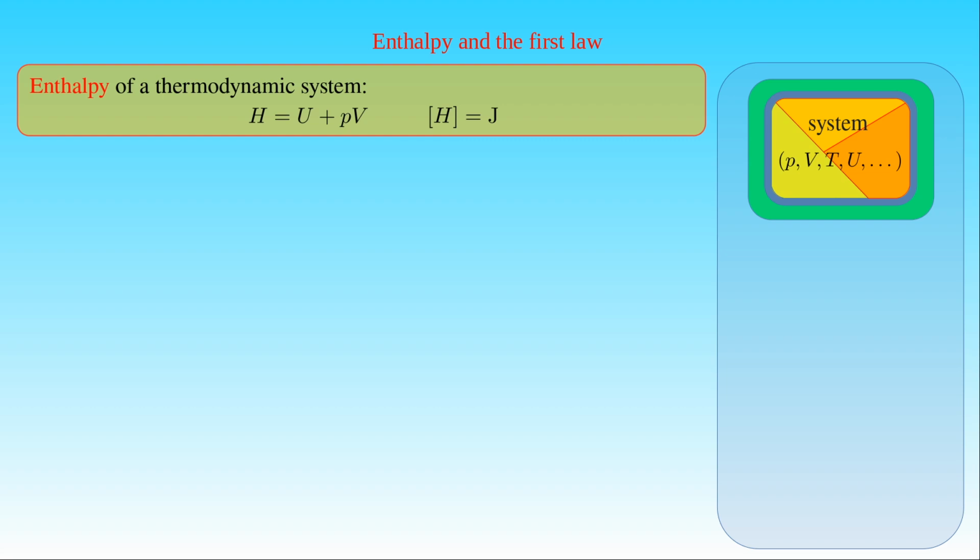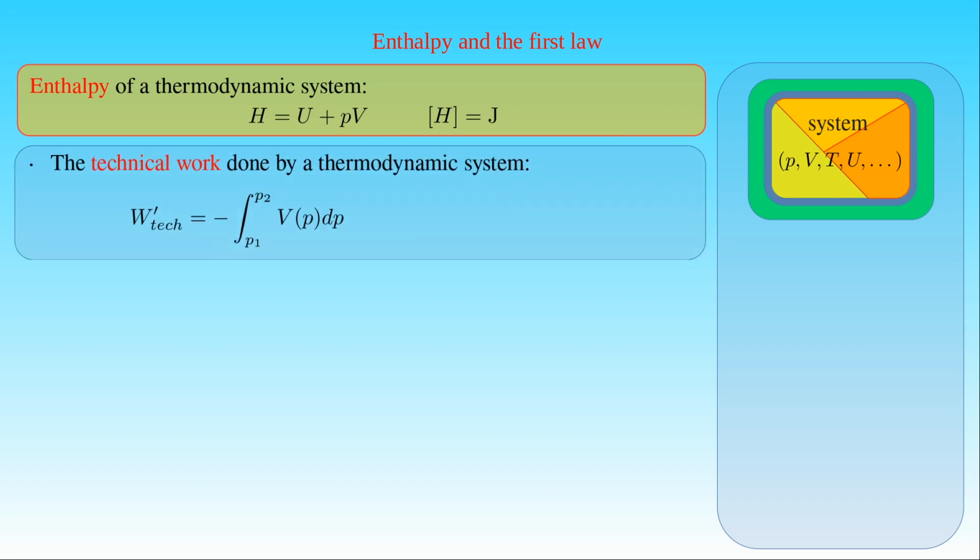Before applying this definition for the first law, we introduce another thermodynamic quantity called technical work done by the system in a thermodynamic process changing its pressure from the initial pressure P1 to the final pressure P2. The technical work W'tech is defined by minus the integral of the volume V of the substance in the system with respect to the pressure P of the substance from the pressure P1 to the pressure P2.